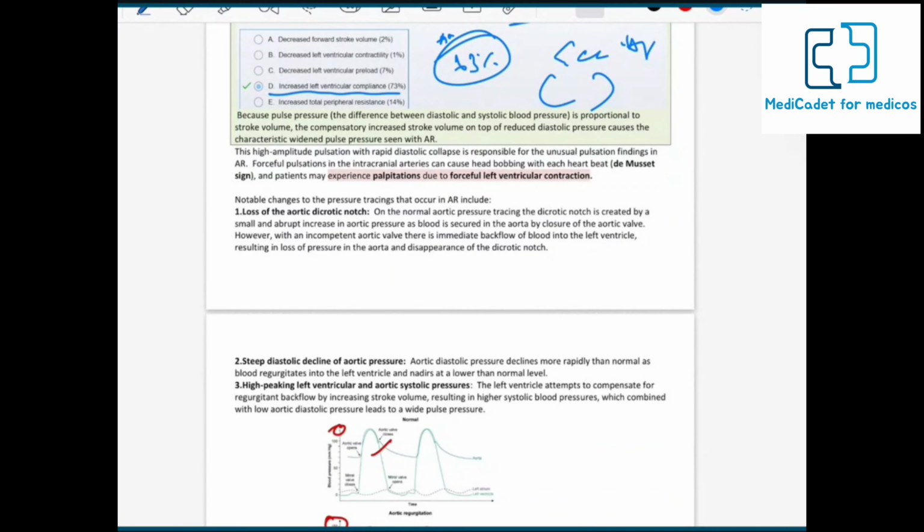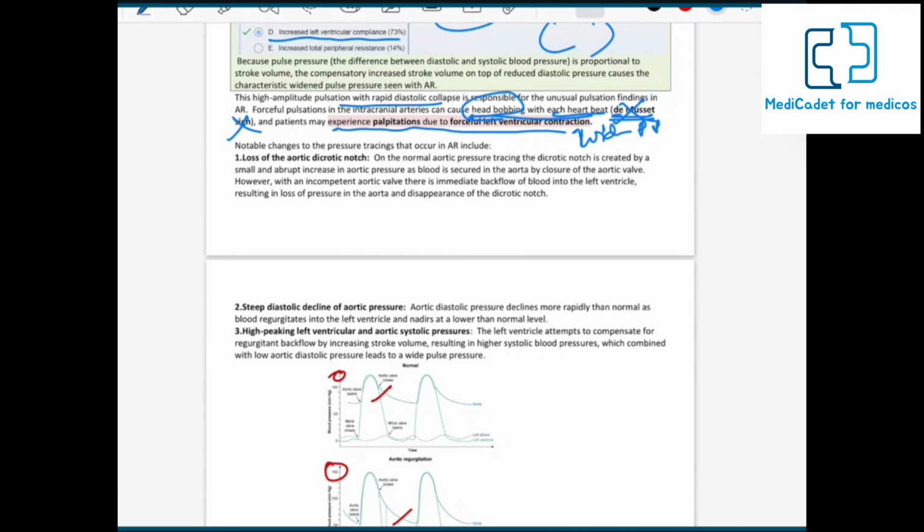Okay, so what are they saying here? High amplitude pulsation with rapid diastolic collapse. Yeah, this is the fancy way of explaining the widened pulse pressure. And they have given different names. There is head bobbing with each heartbeat. They have a name for the sign, but there's no need of remembering all those things. Remember the head bobbing. They will only explain it in terms of the description, they will not mention the sign. Experience palpitation due to forceful left ventricle contractions, like I told you. That is nothing but increased systolic blood pressure.